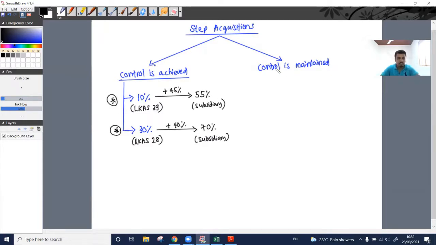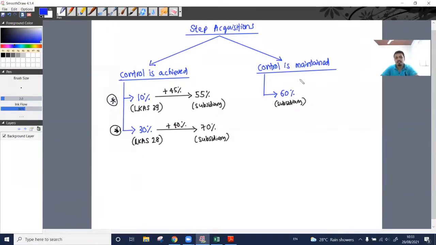Right. Control is maintained. What does it mean? It means we may have acquired 60% of a particular company. Then what is that company for us? We have acquired more than 50%, so it is a subsidiary for us.